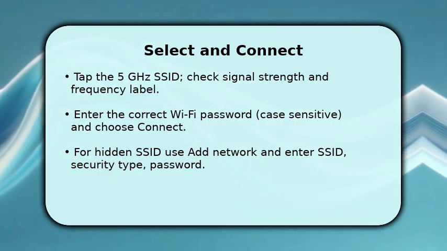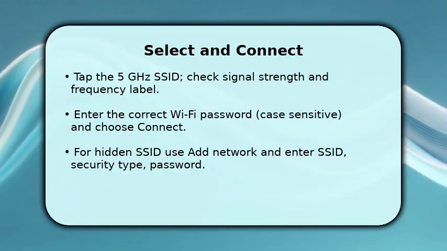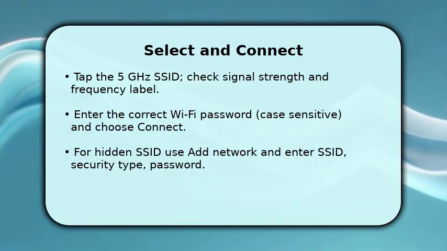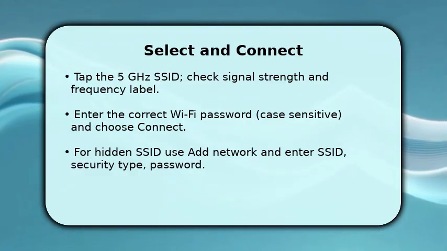Tap the network, then enter the exact Wi-Fi password. Passwords are case-sensitive, so type carefully and use the show icon to verify. Once you press connect, the phone negotiates security and gets an IP.